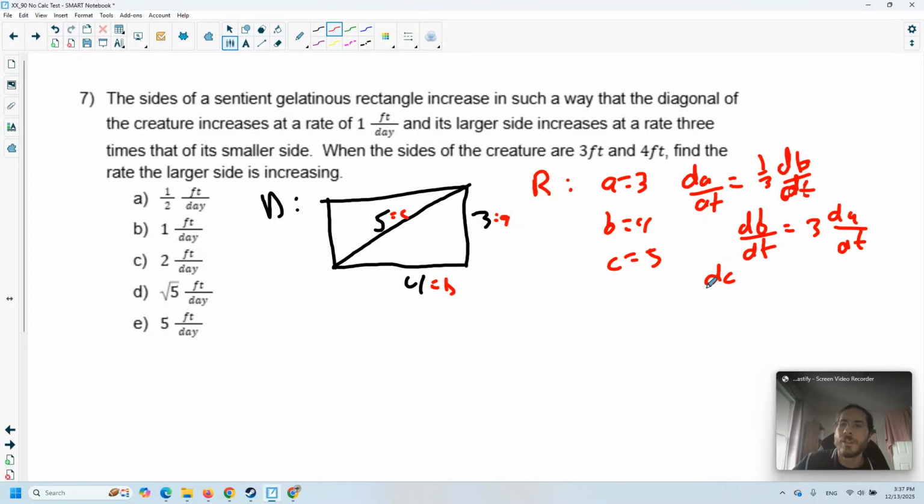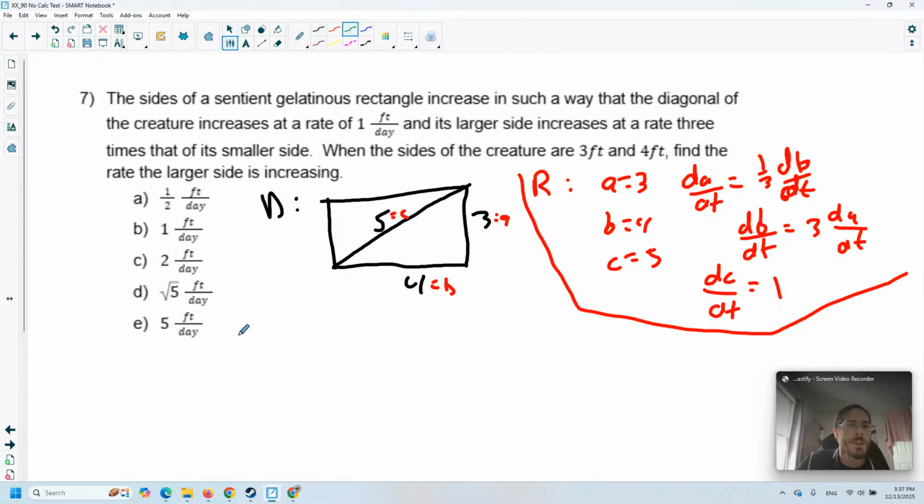And then we also want dC/dt. dC/dt is increasing at a rate of 1 foot per day, because that's the diagonal. So dC/dt is just going to be 1. That's a kind of busy rate box for a related rates question, but that's what we got. We have our equation. In this case, I remembered this was a 3, 4, 5 right triangle. In case I forgot, I would have been using the Pythagorean theorem. Sorry, I forgot to say: find the rate of the larger side. That's what we're trying to figure out, dB/dt.